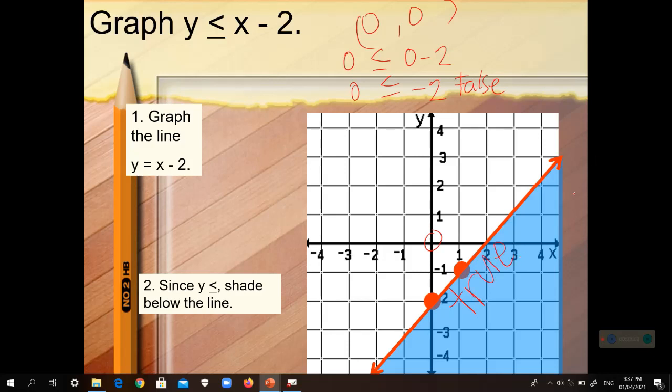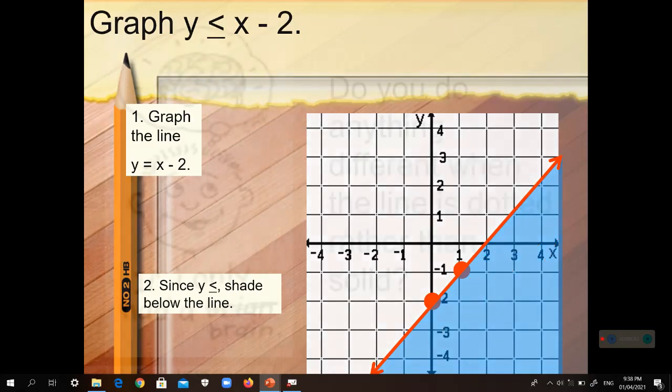Why is it true? For example, I have here 4, 1. And you are going to substitute that in our given inequality. So, our x is 4 and our y is 1. So, we have here 1 is less than or equal to 4 minus 2. 4 minus 2 is 2. 1 is less than or equal to 2. So, it is true. That's why you will see that point in the shaded region here. Okay? I hope you get it. Okay, next.